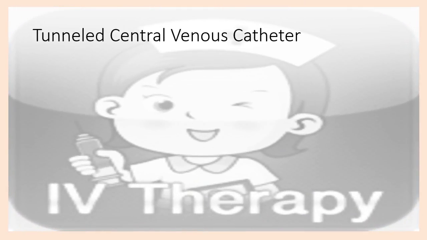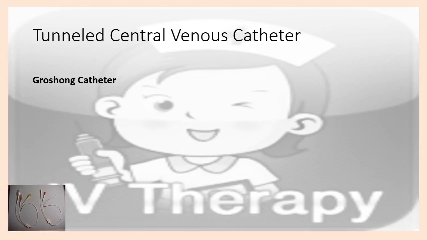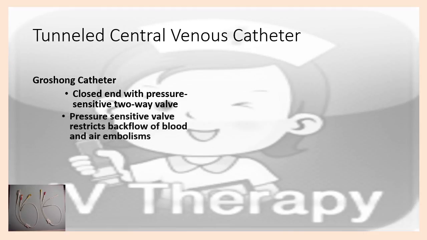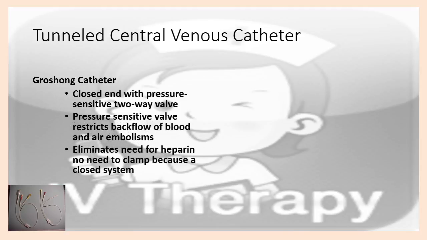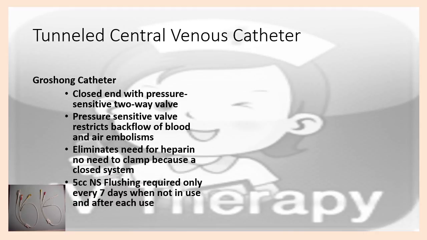Okay, so let's discuss tunneled central venous catheters. One of the types we said was the Groshong catheter. This type has a closed end with pressure-sensitive two-way valve. So the pressure-sensitive valve restricts backflow of blood and air embolisms. It eliminates the need for heparin and no need to clamp because it is a closed system. Basically, 5 cc's of normal saline flushing is required only every 7 days when it's not in use and after each use when it is in use.